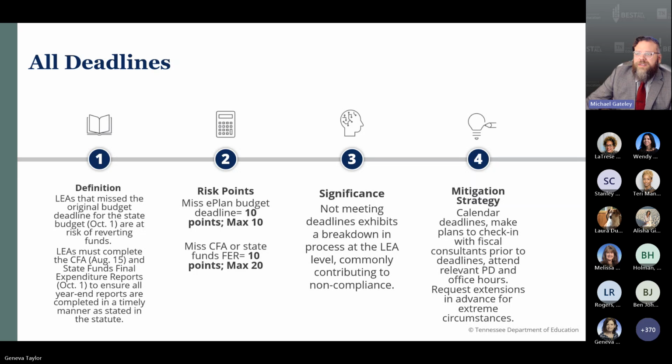For the risk points, if you miss E-plan budget deadlines, you're going to get 10 points, max of 10 there. Miss the CFA or state funds FER, that's going to be 10 points with a max of 20 because there are two areas there. Not meeting the deadlines exhibits a breakdown in the process at the LEA level. So calendaring, those kinds of things are going to be important here to mitigate the risk. Communicating with folks across the central office, anybody that has any impact on this, is going to be important to mitigate the risk. Now we're going to move into the cross-cutting subcategory.